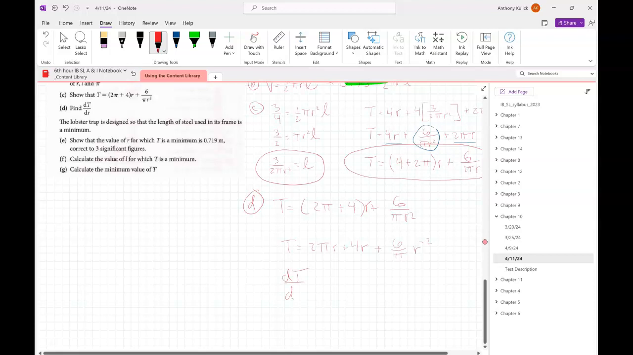Now, when I take the derivative, what's the derivative of 2 pi r? 2 pi. What's the derivative of 4r? 4. What's the derivative of 6 over pi times r to the negative 2? Fantastic. Everybody happy there?